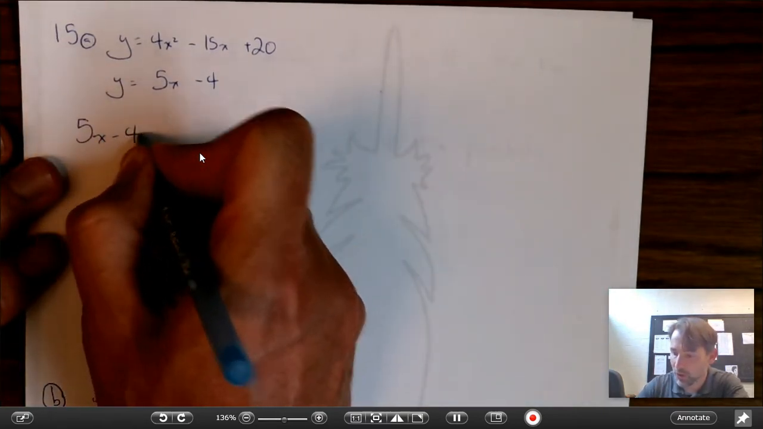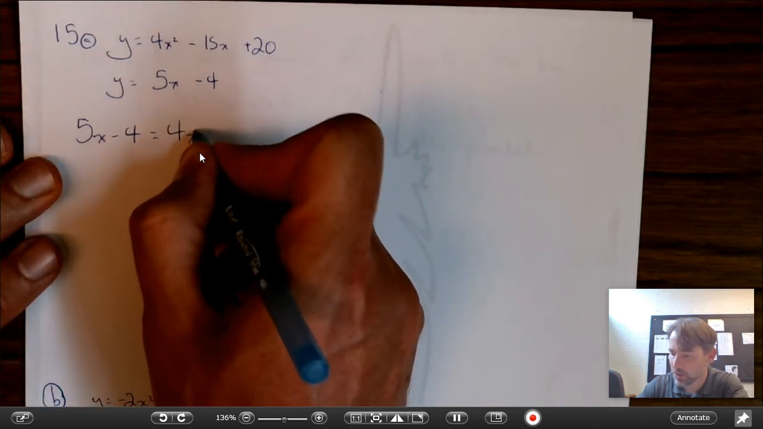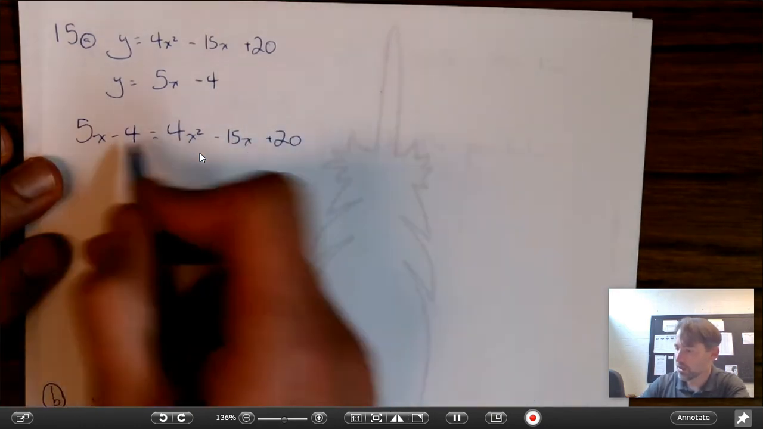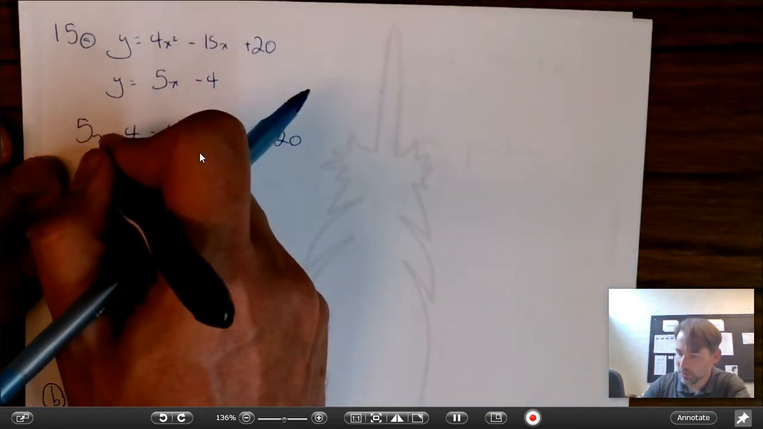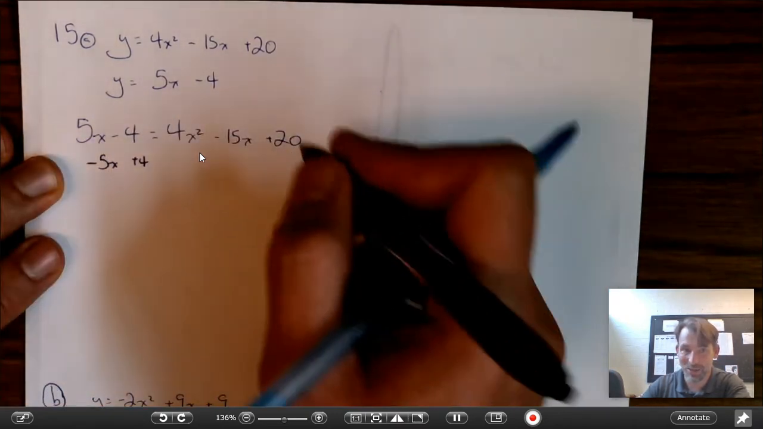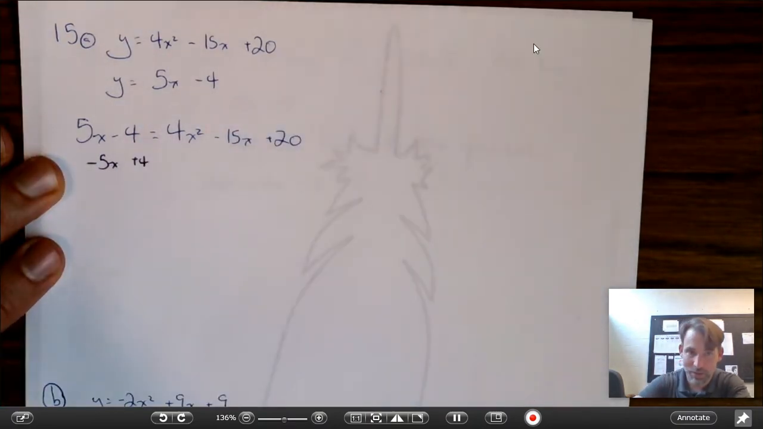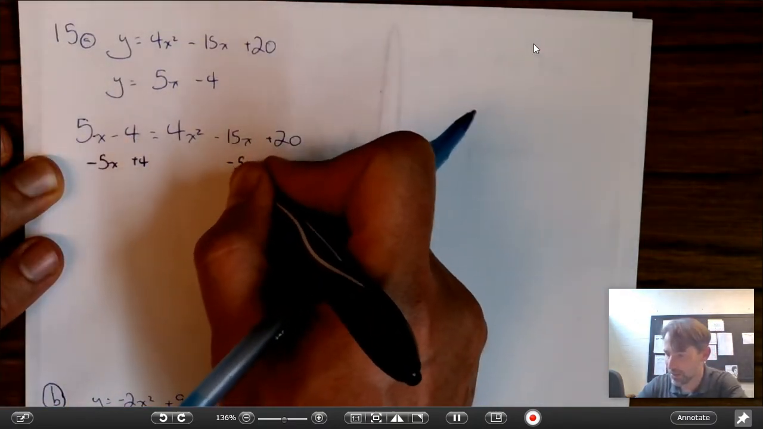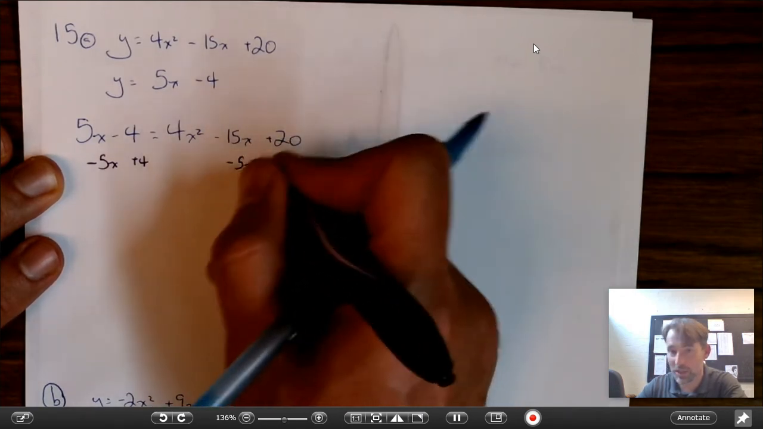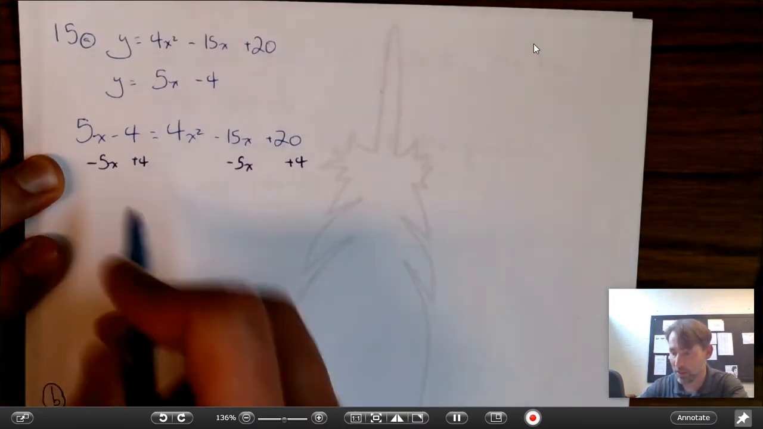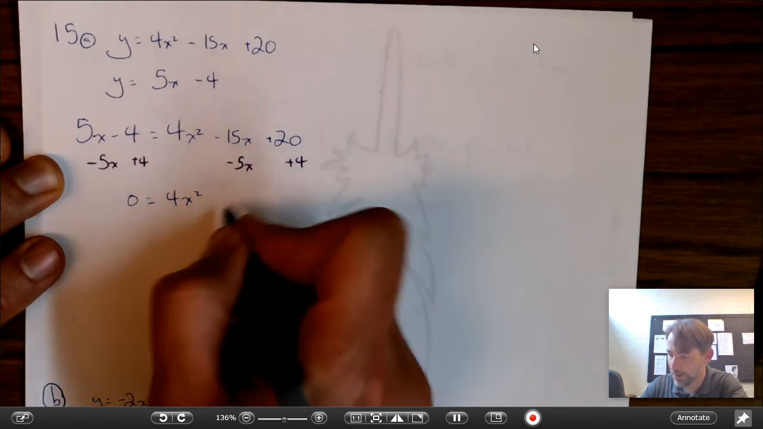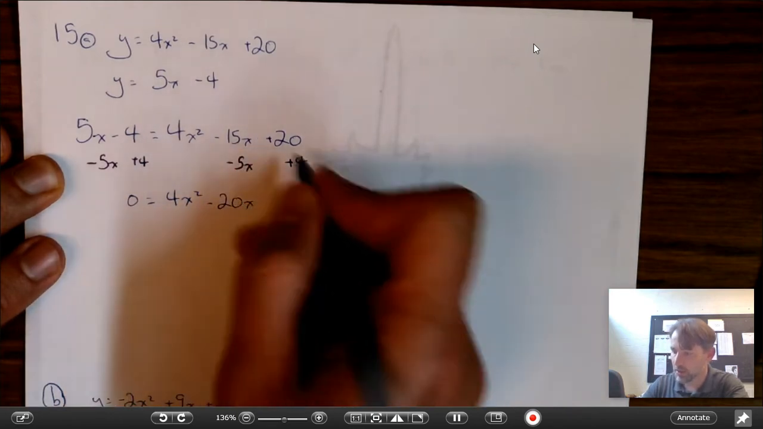5x minus 4 is equal to 4x squared minus 15x plus 20. Okay, subtract 5x and add 4 to both sides. I want this to be equal to 0 on one side because I get to do all kinds of fancy tricks when it's equal to 0. So subtract 5x and add 4. Notice that I line up my inverse operations underneath the common terms where I'm going to be collecting those in. So I have 0 is equal to 4x squared minus 20x plus 24.